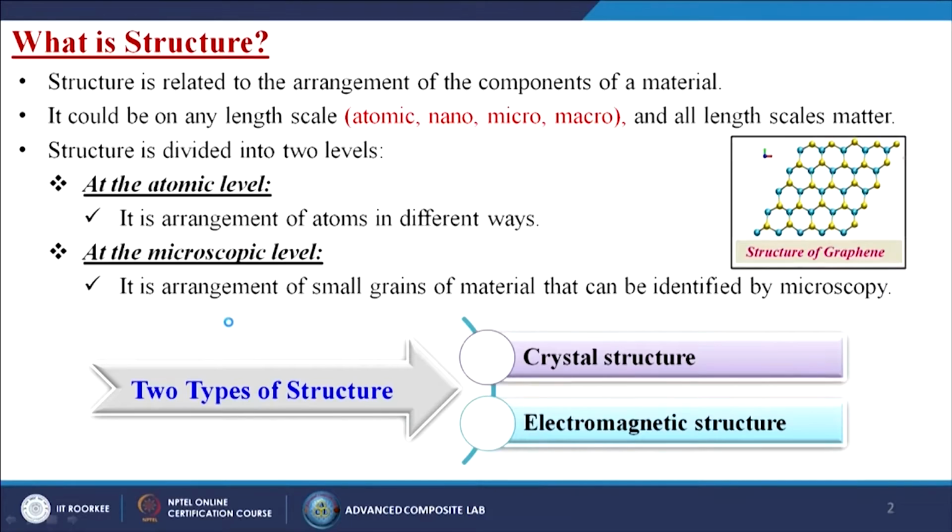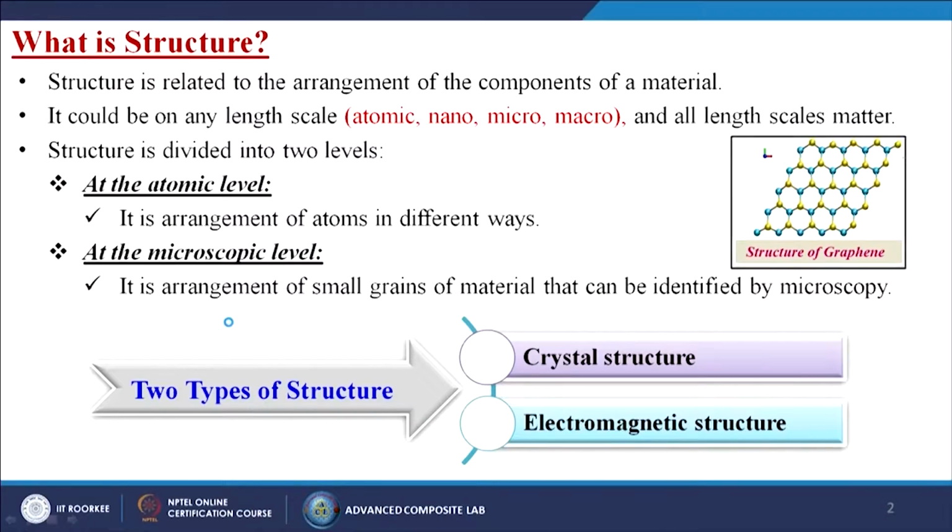The atomic level gives us the different arrangements of atoms in different ways, and the microscopic level gives you the small grains of materials that can be identified by microscopy, either optical microscopy, scanning electron microscopy or transmission electron microscopy. Generally there are two types of structure. The first is called the crystal structure and the second is called the electromagnetic structure.